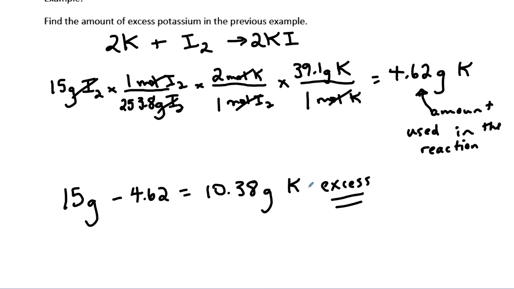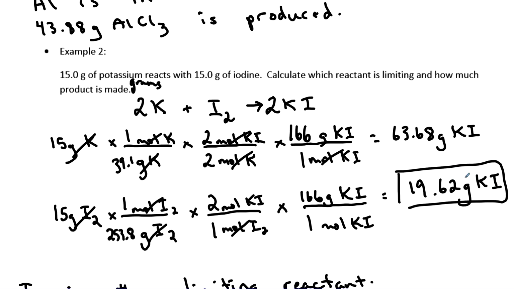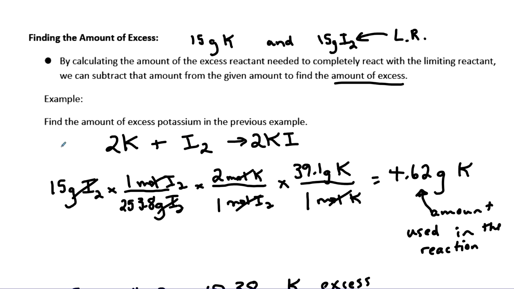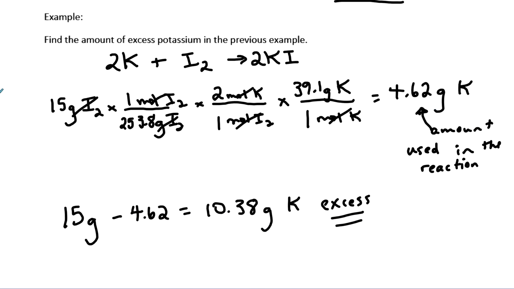Okay, so we added way too much potassium, and we kind of predicted that because we looked at the fact that when we determined the limiting reactant, I'm just going to switch back to the original example again, we saw that iodine was producing way, way less potassium iodide than potassium was. So when you see that big discrepancy, that's a good indication that we have way too much of this one reactant. So there's going to be quite a bit of excess, and we did find that to be the case. So only 4.62 grams of the original 15 was used.